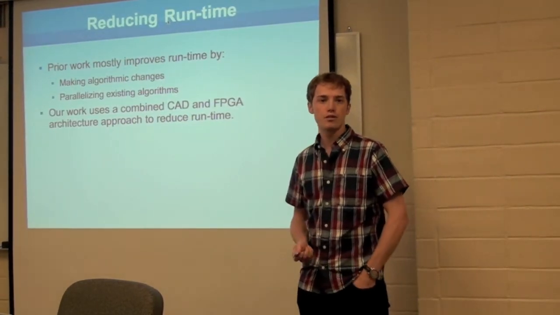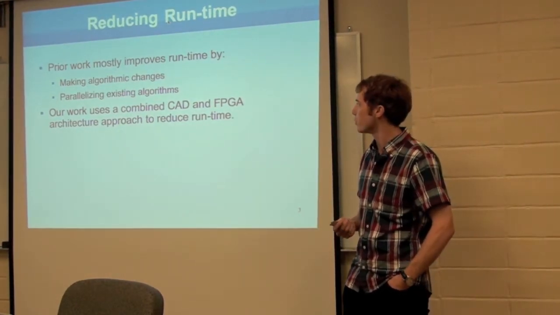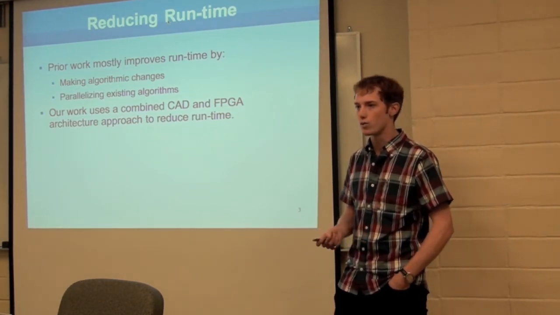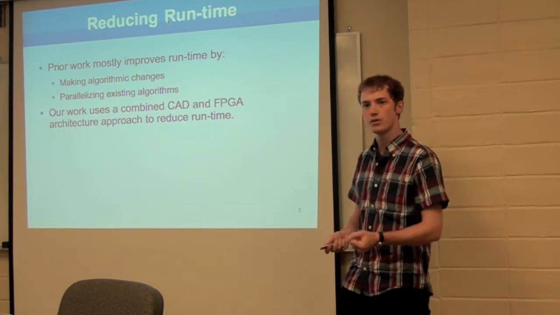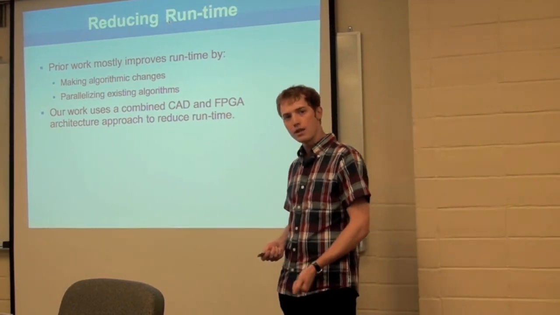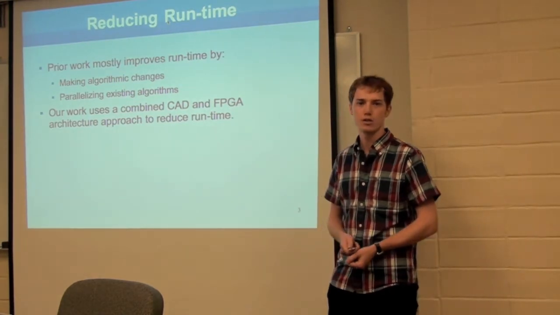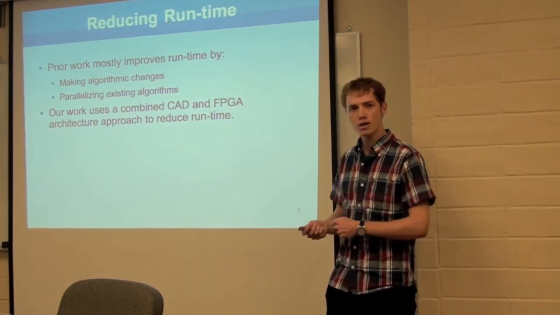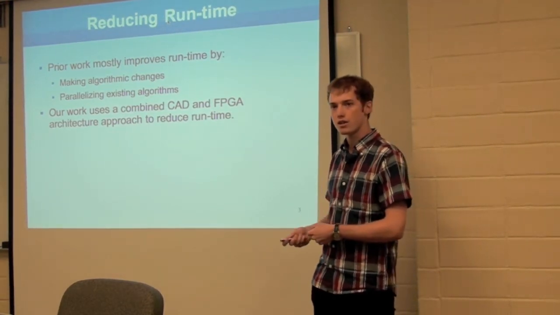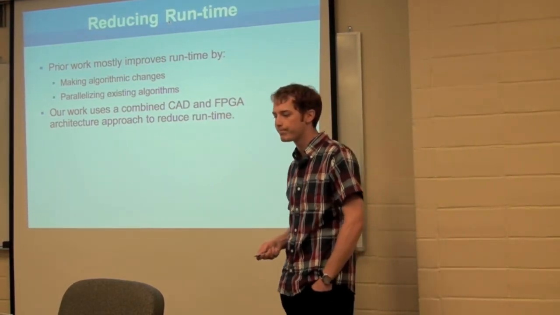So how do we reduce FPGA router runtime? Well, there have been two main approaches used for the most part. One is to make algorithmic changes, so you can tweak the algorithm to get some more speed out of it, or do some sort of trade-off between the quality of the results provided by the CAD tool and the speed of the CAD tool. The other approach is to parallelize existing algorithms, so to use multi-cores, which we now have more of. Now our work uses a combination of CAD tool changes and FPGA architecture changes to get a different approach to reduce runtime.